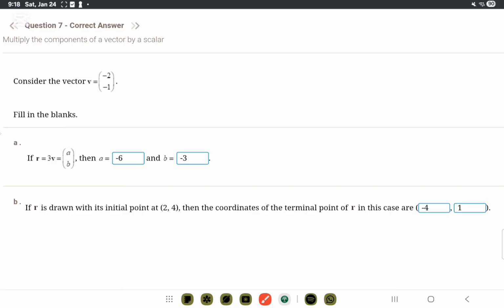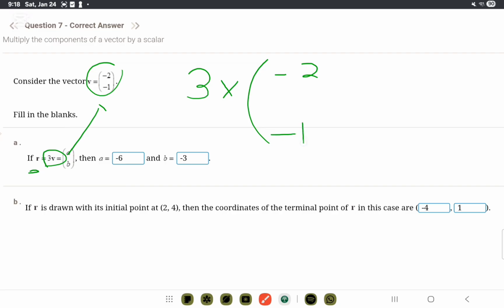Okay, so they gave us that v is this, so we want r is equal to 3v, so it's just going to do 3 multiplied by minus 2 and minus 1. Just gonna do, so it's going to turn into minus 6 and then minus 3. That's it for the first one.